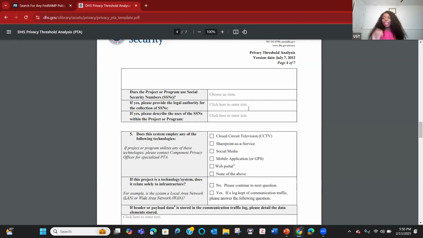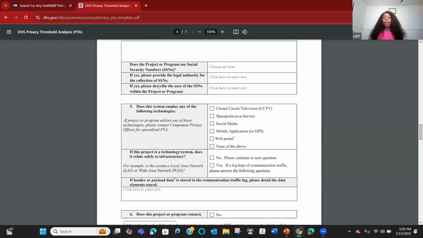And if it's collecting a lot of sensitive information, then you also have to fill in and determine what legal authorities allow you to collect people's social security number. If yes, please describe the use of social security number within the project. So this is not just something where people are collecting information like that.